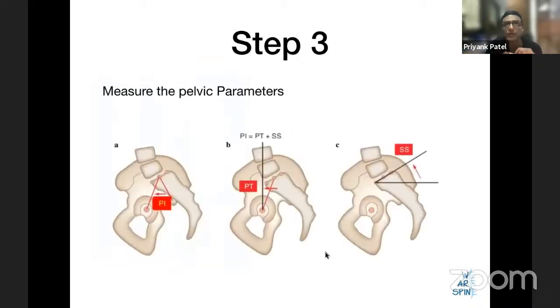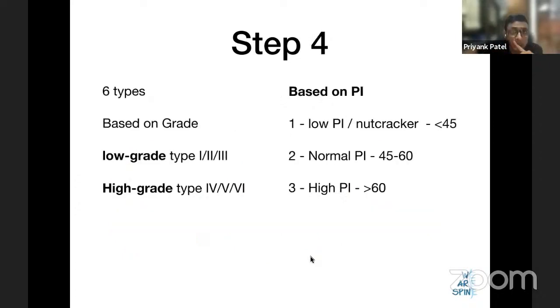The next thing you do is zoom in and calculate the pelvic parameter. The pelvic parameter which is of importance to us is the pelvic incidence. So you calculate the pelvic incidence. The other way to calculate it is to sum the pelvic tilt and the sacral slope, and you get the value for the pelvic incidence. Now, based on the pelvic incidence, you'll come to know if your pelvis is anteverted or retroverted, or basically if your pelvis is balanced or unbalanced. So based on all this information, you have six types defined by the SDSG classification.